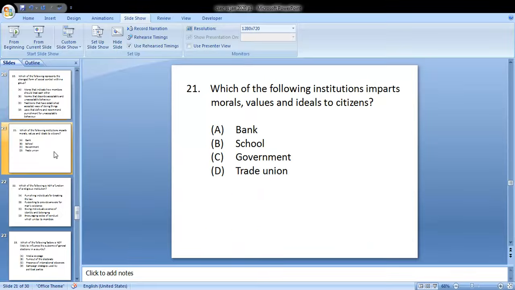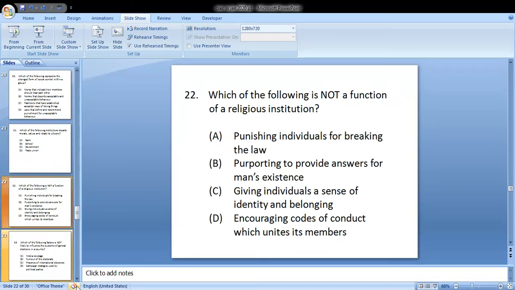21. Which of the following institutions imparts morals, values, and ideals to citizens? A. Bank. B. School. C. Government. Or D. Trade union. We know it is school. Let's go on to 22.